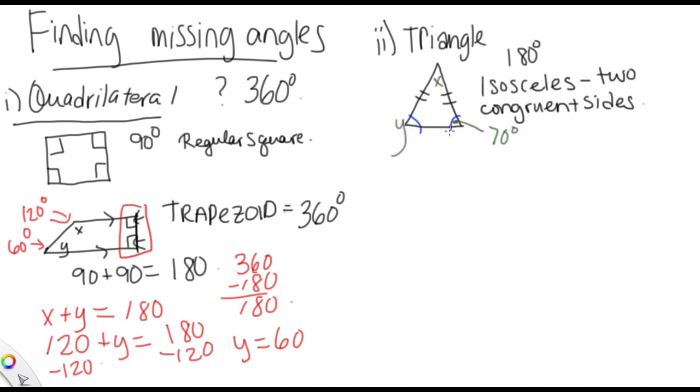So first, what's the first angle that we know? If we know that this is 70, we know that y is also 70. 70 degrees equals y due to congruence.